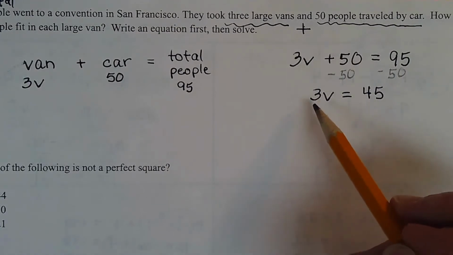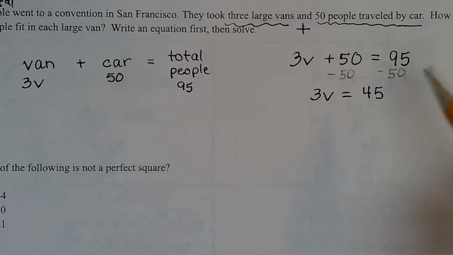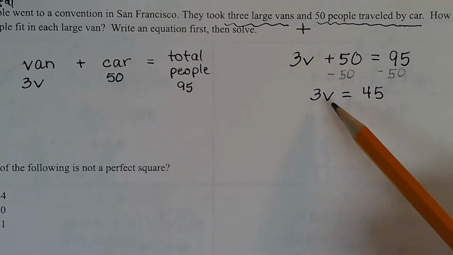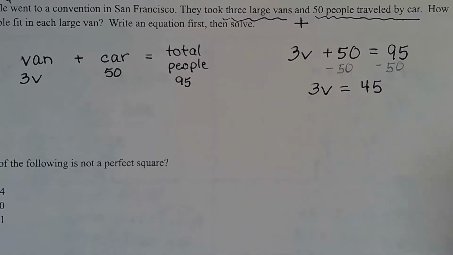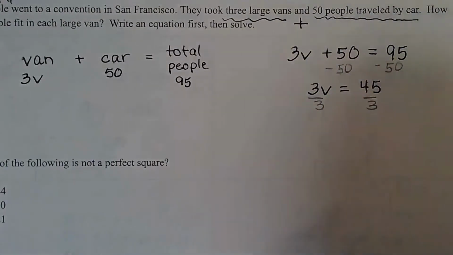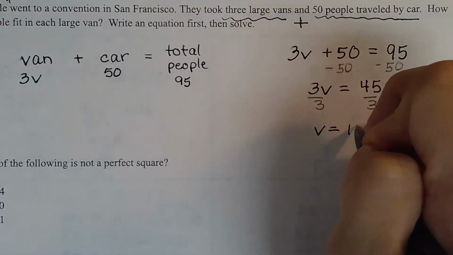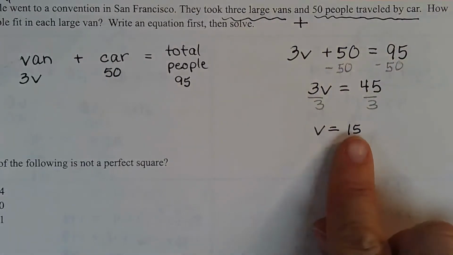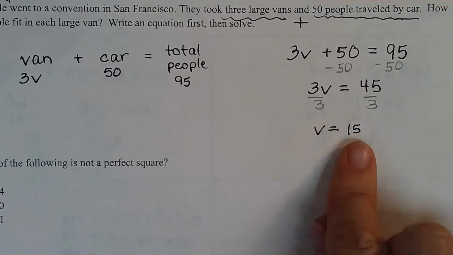We have 3 vans. So think of this. You're going on a trip with your buddies, 45 of your buddies. So that's a lot of buddies. You have 3 vans. How many people are going to need to be in each van? Well, you're going to divide by 3 to find that. V equals 15. What does that mean? There are 15 people in each van.